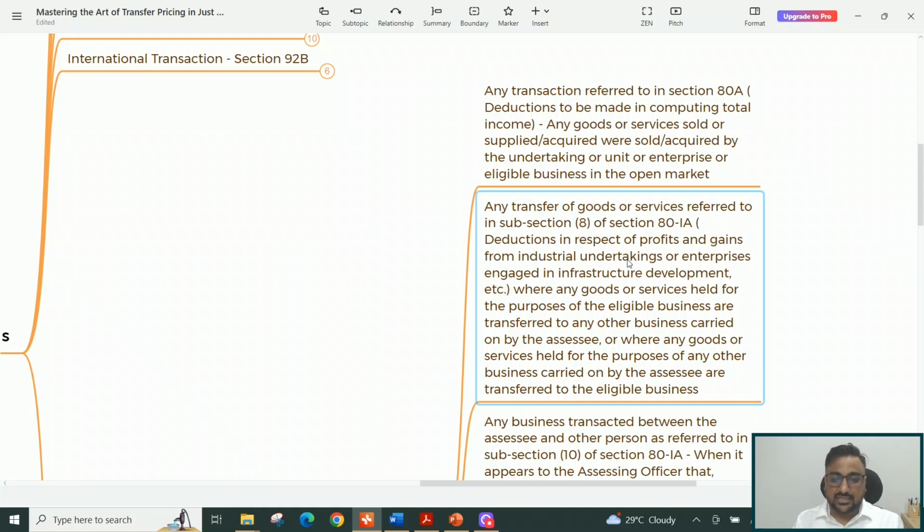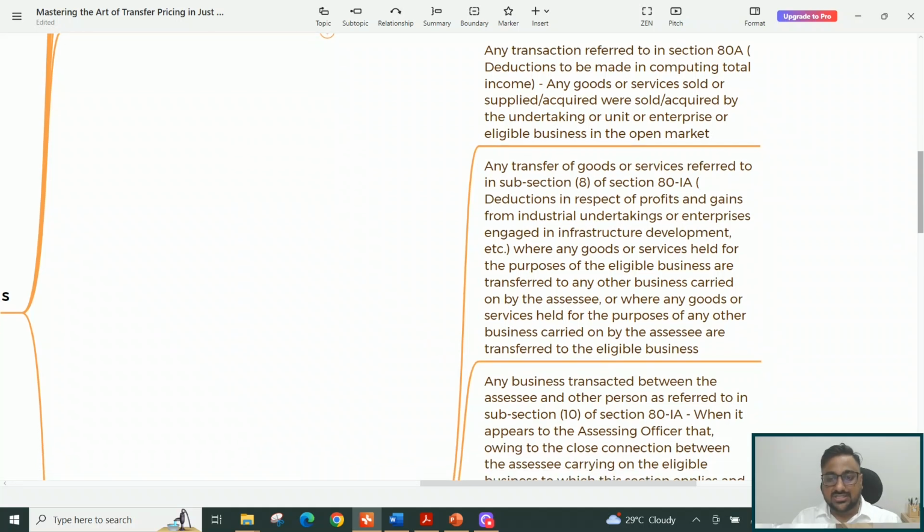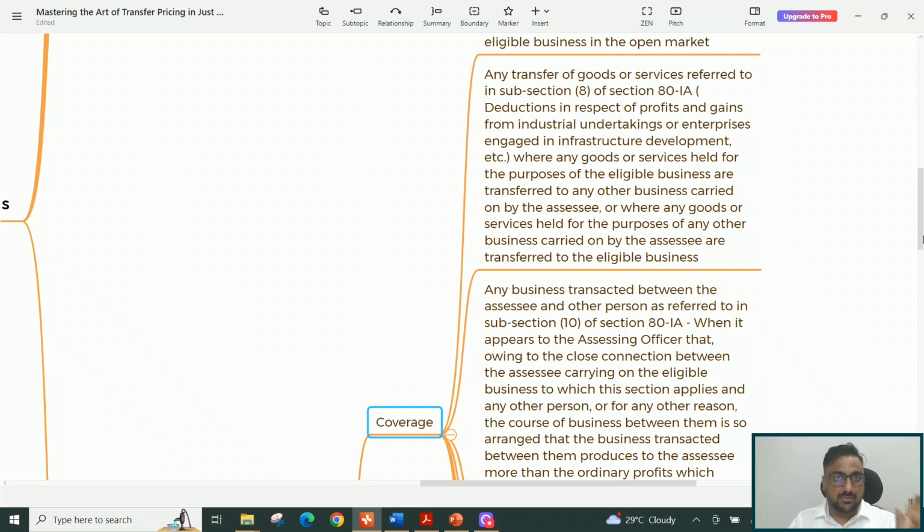infra development activities, right? Where any goods or services held for the purpose of the eligible business are transferred to any other business carried on by the assessee, or where any goods or services held for the purpose of any other business carried on by the assessee are transferred to the eligible business. This section also defines what eligible businesses are, and if there is a transfer of goods and services to that eligible business, then that transaction is covered under the ambit of SDT, right?